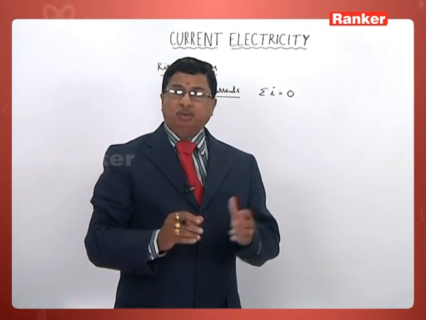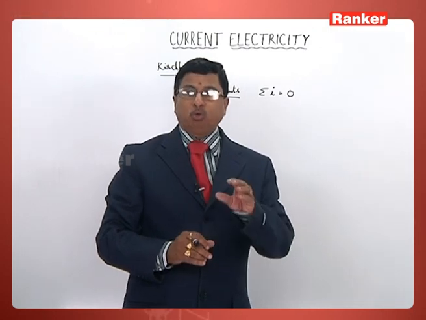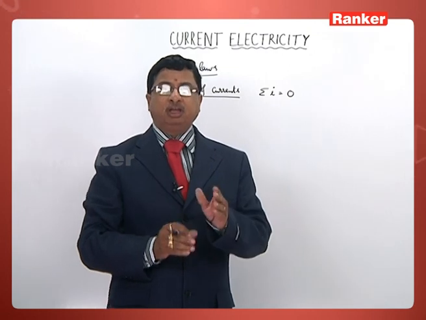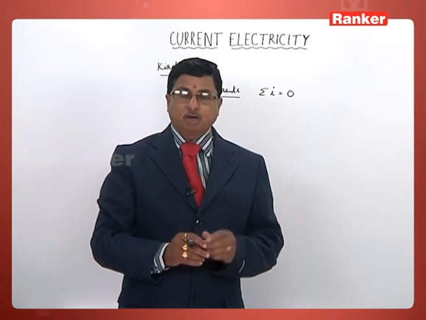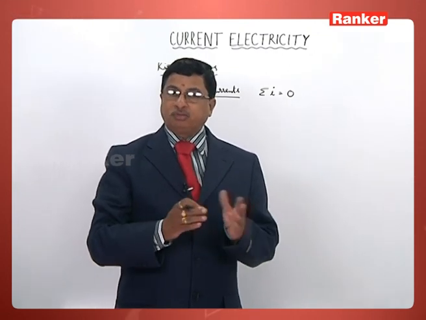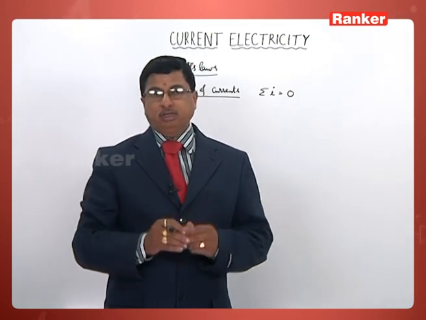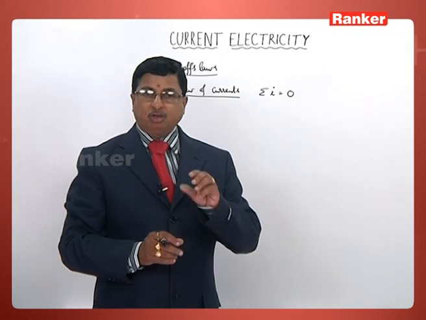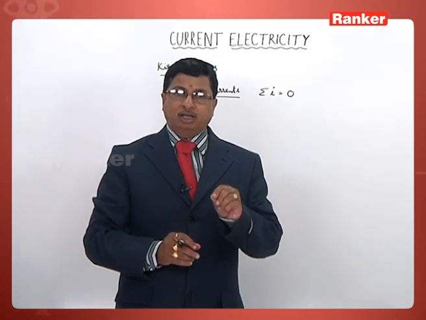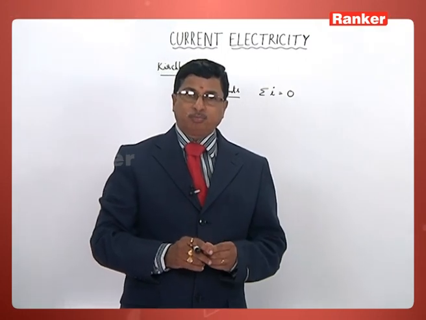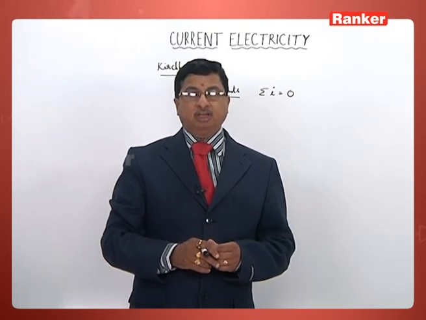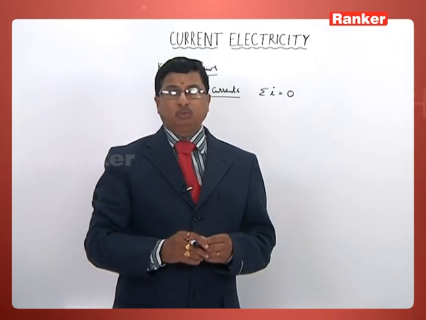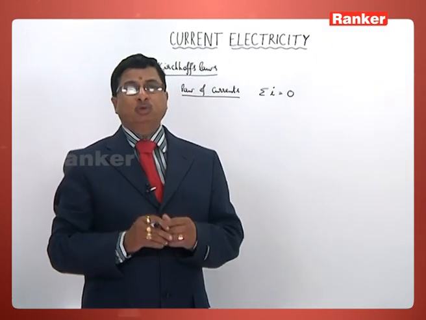What do you mean by algebraic sum? If you consider the currents which are incoming at that junction as positive, then the currents which are leaving the point are to be taken negative. Now, in this particular case, sigma I is equal to 0. In other words, one can say the sum of incoming currents is equal to the sum of outgoing currents.